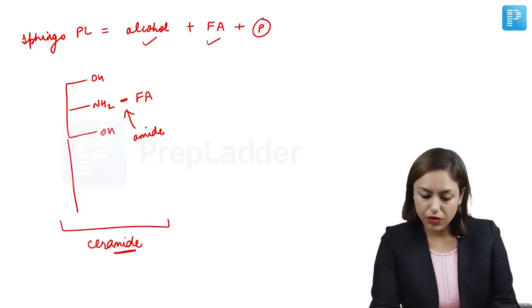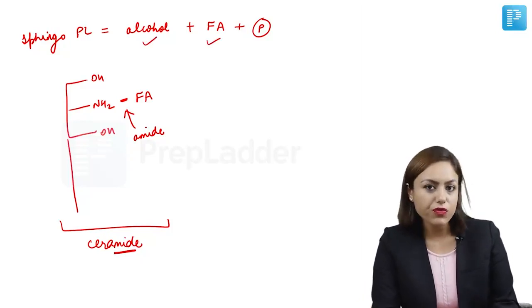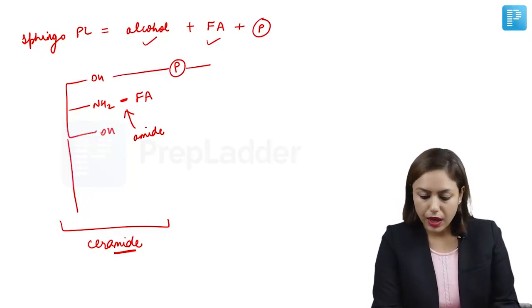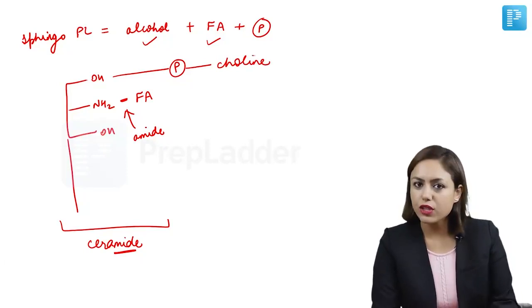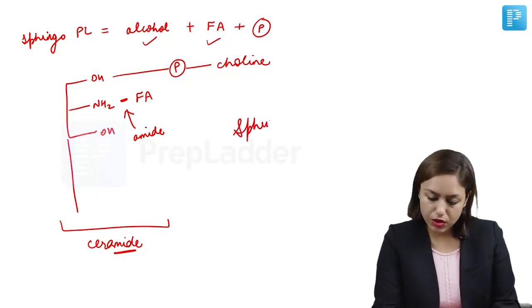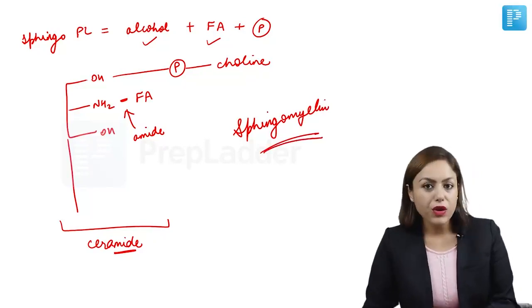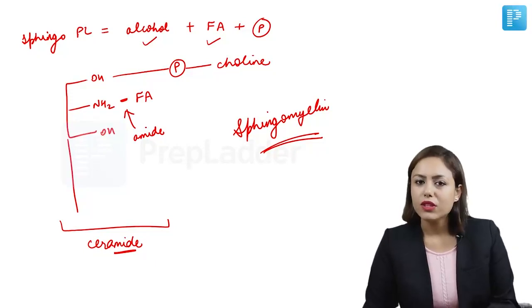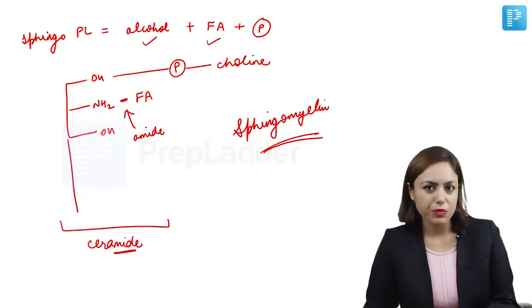So we have taken alcohol, we have taken fatty acid. Now phosphate will be attached. So phosphate is attached here with this OH group, and the side base is choline. The side base is always attached with the phosphate. So this is choline, and this structure is known as sphingomyelin. Sphingomyelin is present in the myelin sheath, and this is the only sphingophospholipid of concern in the human body, right? So with this we are done with phospholipids.